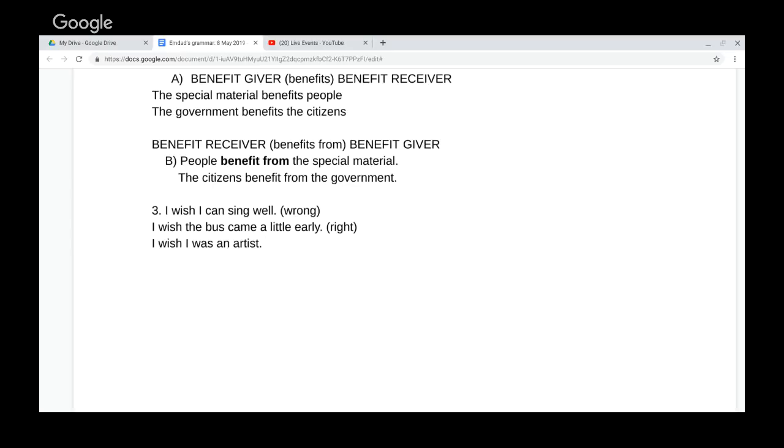Whenever you have these to be verbs, what are those to be verbs? Is, am, are, was. These are all to be verbs. So whenever you have any to be verbs along with the wish, for example, is, am, are, was, all of these four to be verbs will be replaced by were.